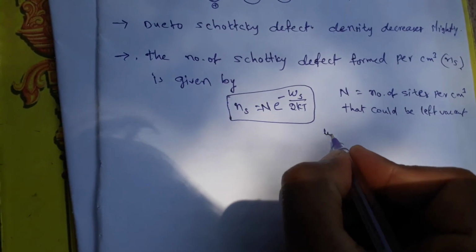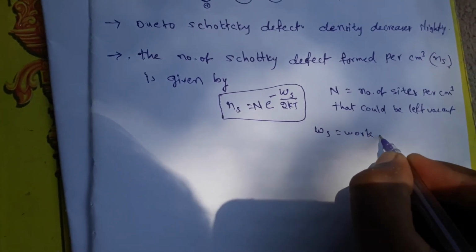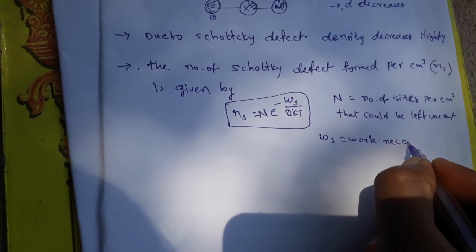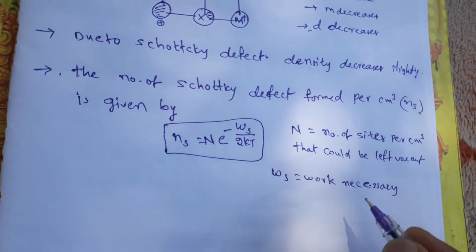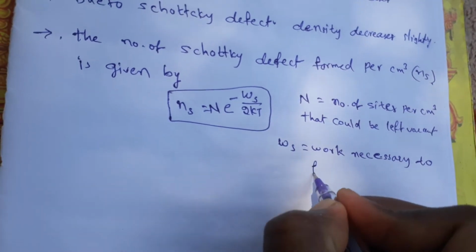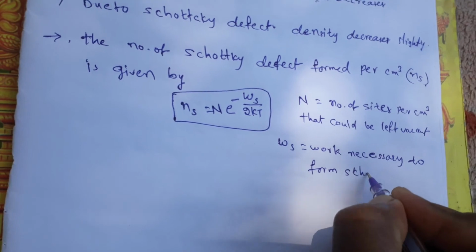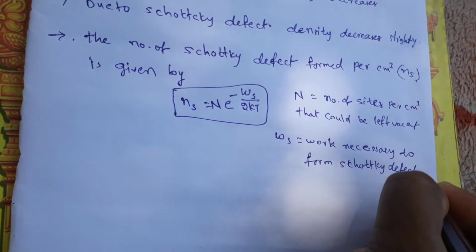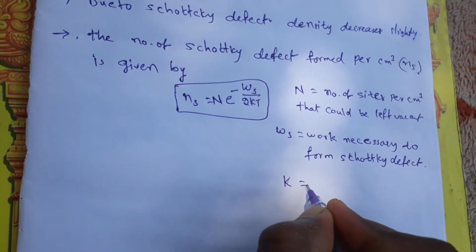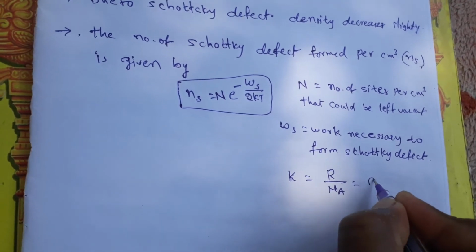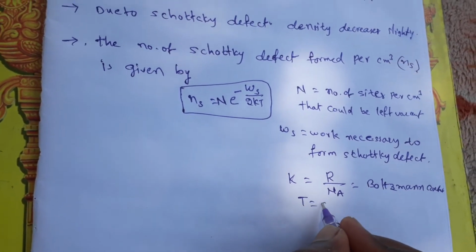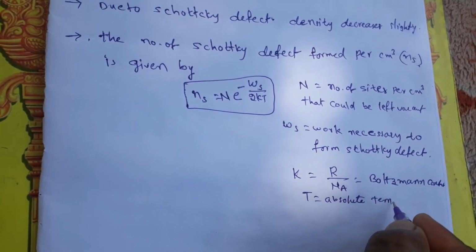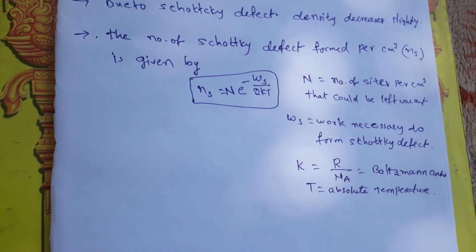And Ws is the work necessary to create the Schottky defect. k is the Boltzmann constant, that is R by Avogadro's number, and T is the absolute temperature. So this is about the Schottky defects.